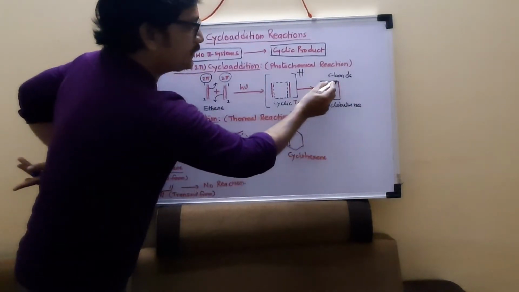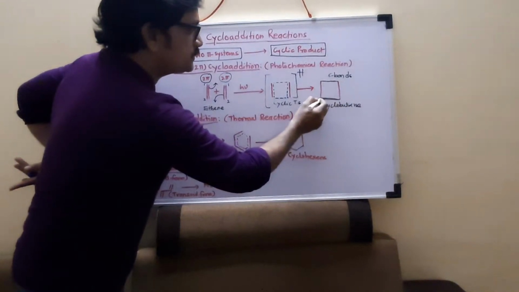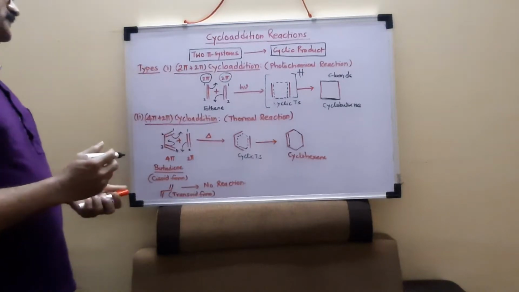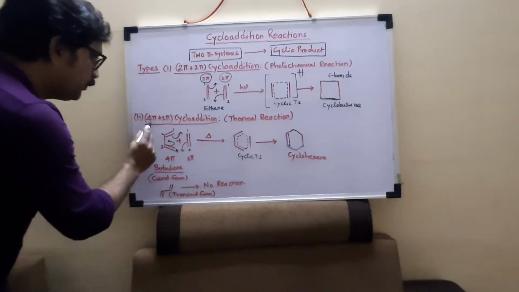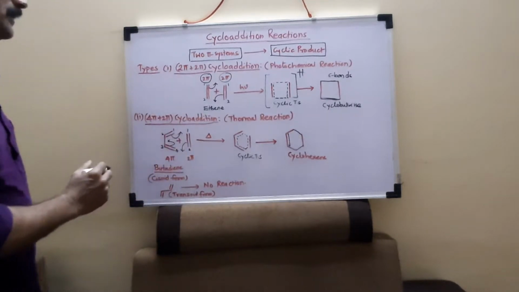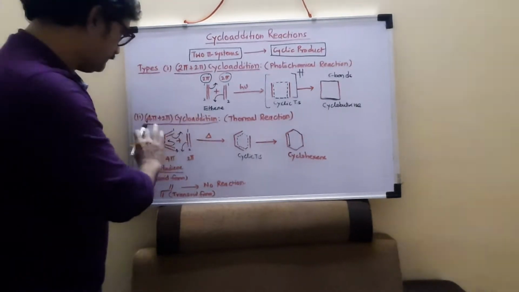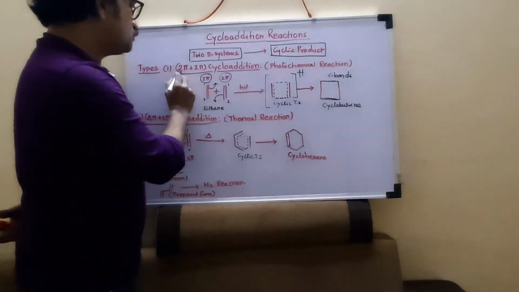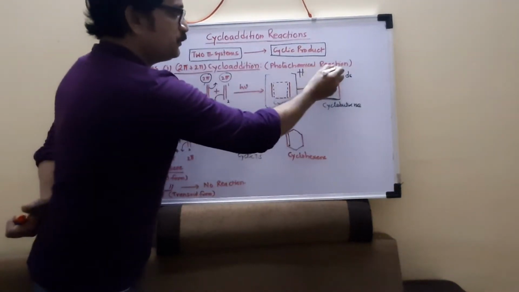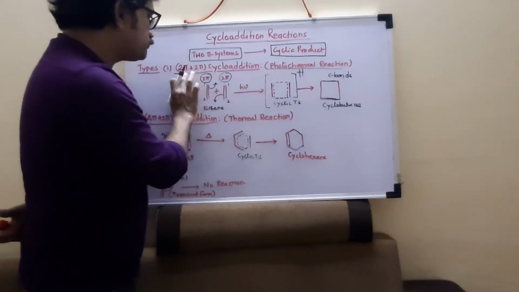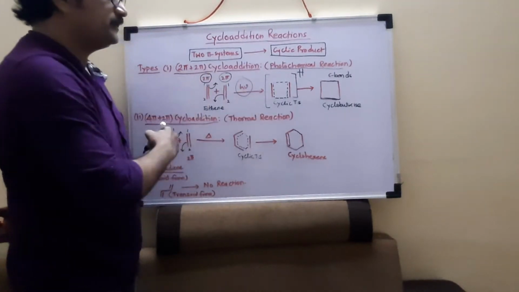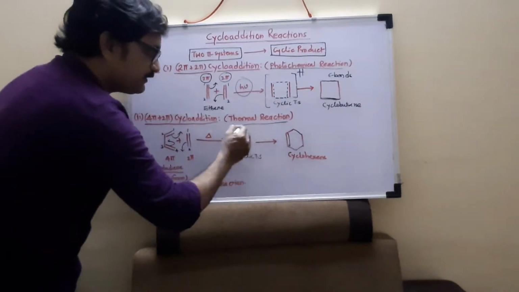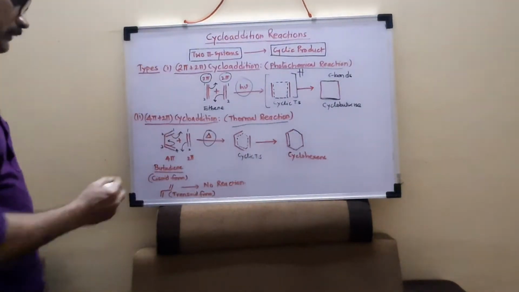Now see, there are two sigma bonds. So these 2 pi bonds are converted to 2 sigma bonds. Here is another example, the 4 pi plus 2 pi cycloaddition reaction. But before I discuss it, I want to clarify one thing: the 2 plus 2 cycloaddition reaction is always a photochemical reaction. So if you want to perform a 2 plus 2 cycloaddition, you have to use light. Otherwise there will be no reaction. And the 4 plus 2 cycloaddition reaction is always a thermal reaction. That's why I have shown the thermal heat energy here.